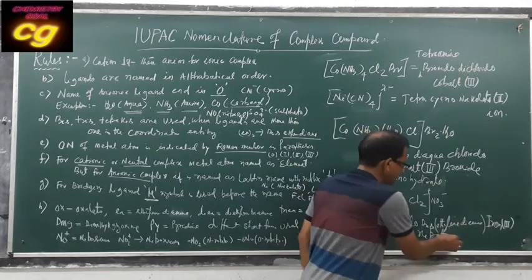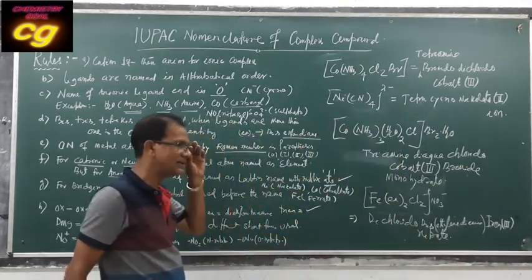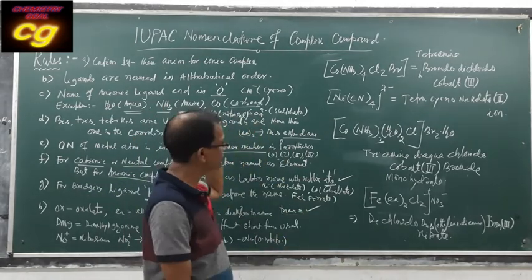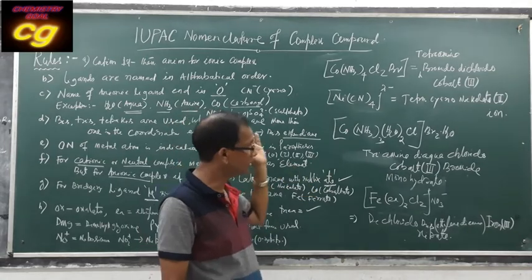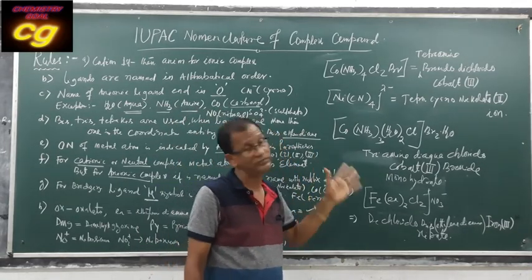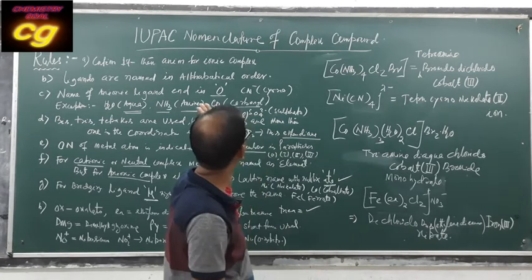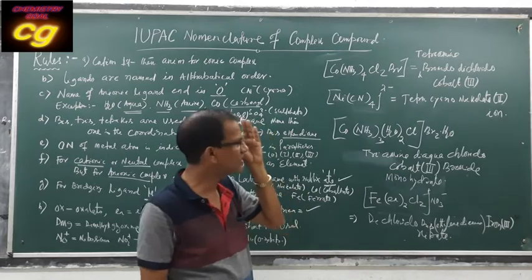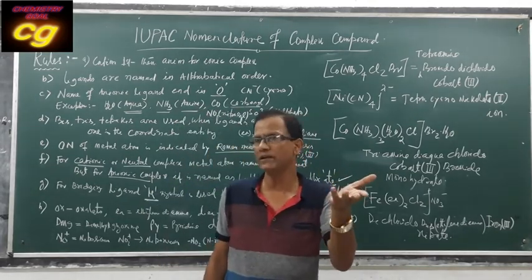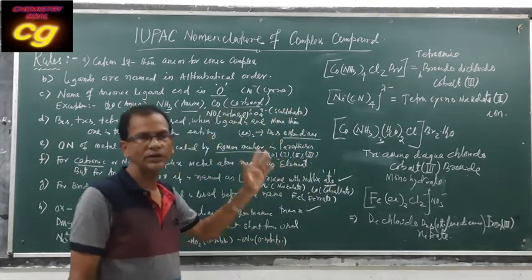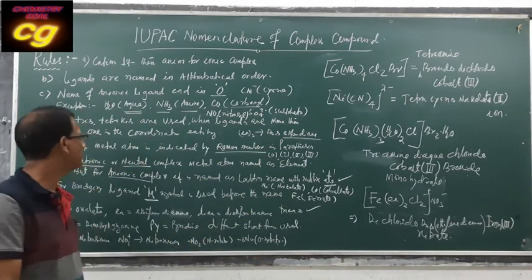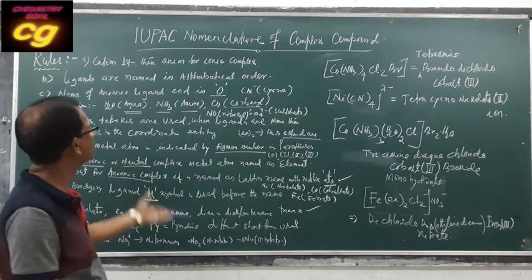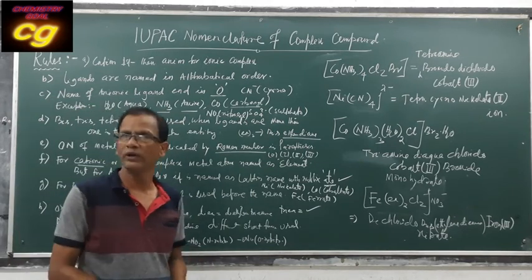Outside means simply nitrate. So like this, you practice a minimum of 100 examples and try to give the nomenclature by yourself. Then you will be more knowledgeable in the nomenclature of complex compounds, because sometimes questions are asked in your CBSE examination and also in competitive examinations. So try to practice different examples from different books, then you will have better knowledge of the nomenclature of complex compounds. Okay? Thank you.